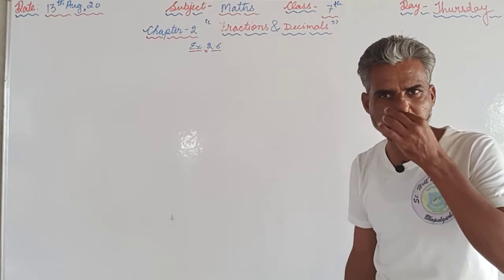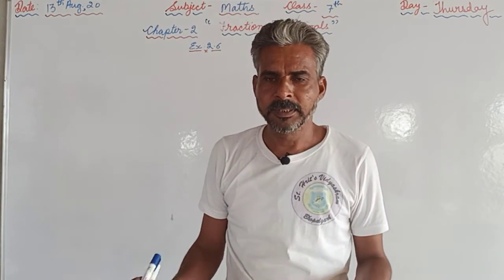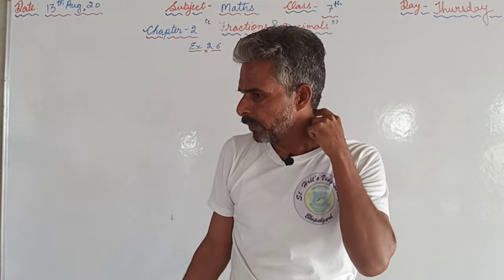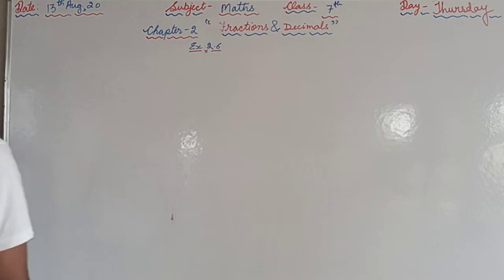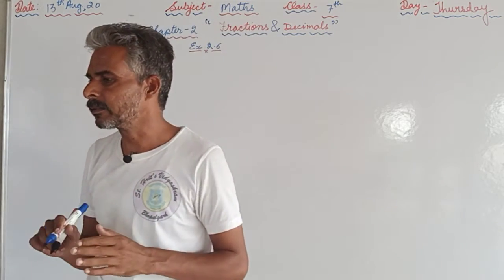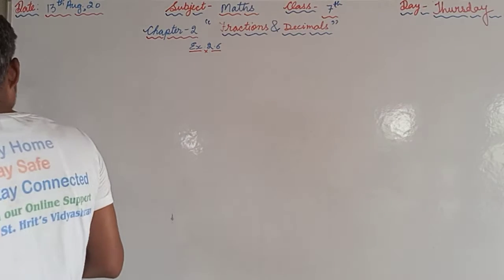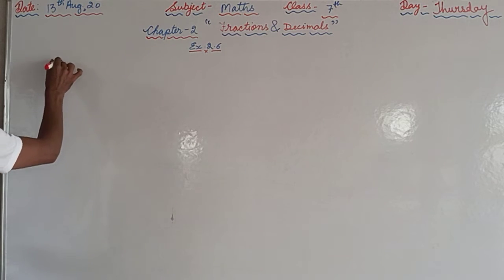This video is for class 7th and the subject is maths, and as you all know, we are dealing with chapter number 2, and the name of the chapter is Fractions and Decimals. Now we are dealing with the decimal part of this chapter. So today we will discuss some of the questions of exercise 2.6. Exercise 2.6, question number 1.